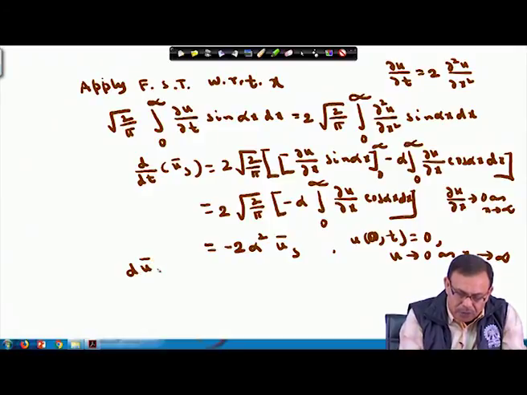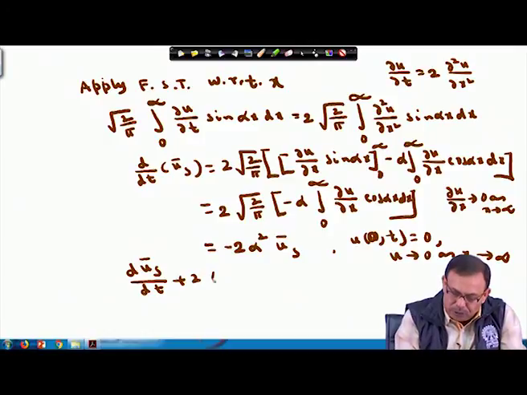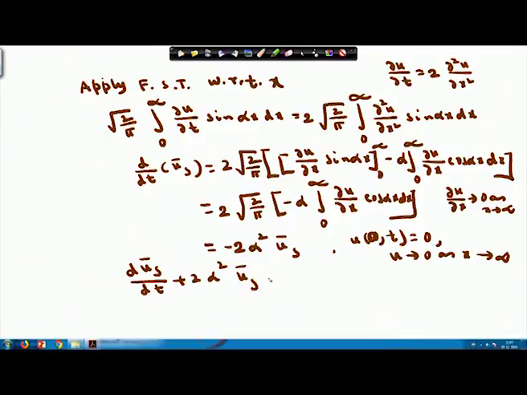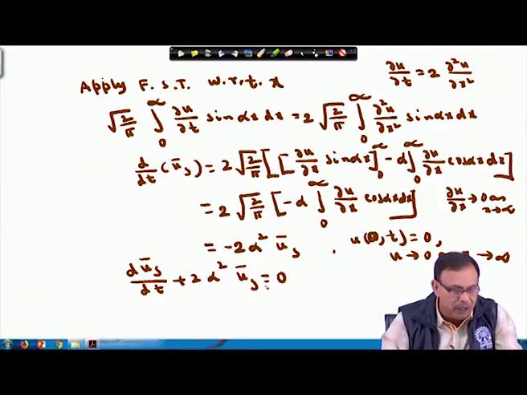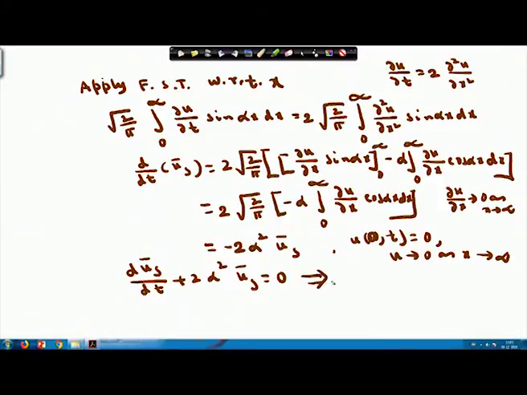So, now your ordinary differential equation becomes d u bar s dt plus twice alpha square u bar s equals 0, and the solution of this is some constant a into e power minus 2 alpha square t. So, the solution is u bar s equals a into e power minus 2 alpha square t.